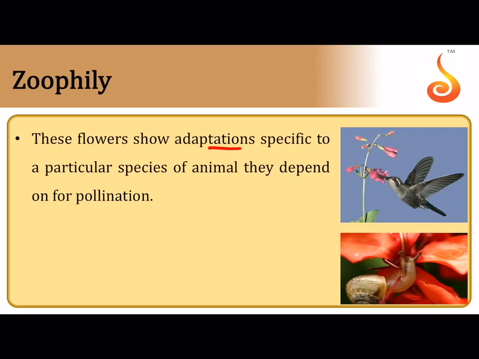Even for them, the flower may show certain adaptations to particular species which help them to pollinate the flowers. They also need certain rewards, isn't it? Otherwise, they will not visit the flower and they will not carry out pollination. For example, in this picture, you can see a bird pollinating. Broadly speaking, it is zoophily, but specifically pollination by bird is called ornithophily. Just like that, a snail that is pollinating. Broadly speaking, it is zoophily. Specifically, it is called malacophily. Okay?